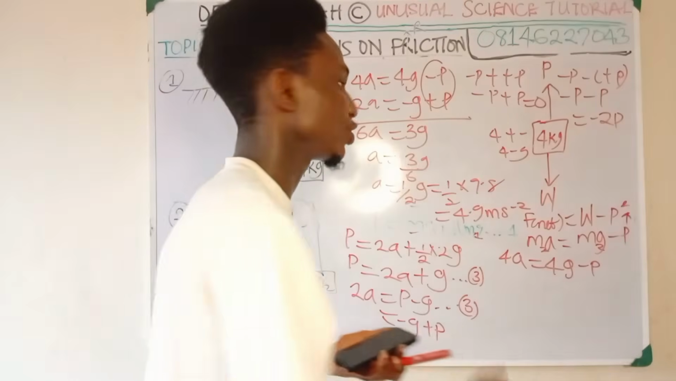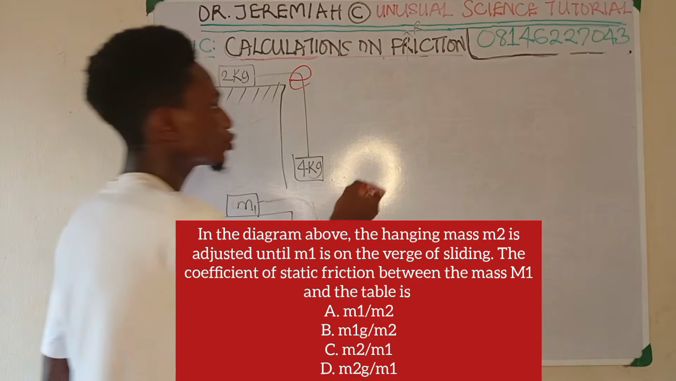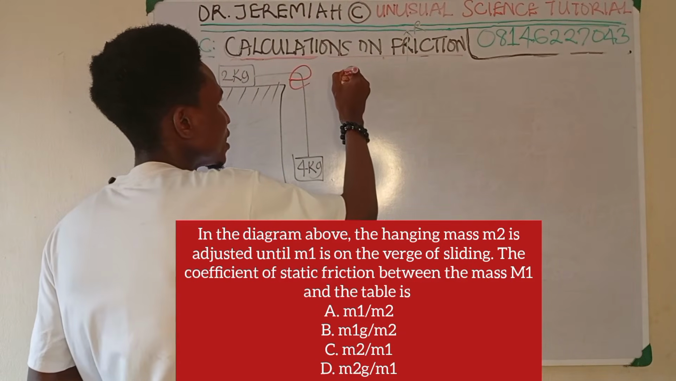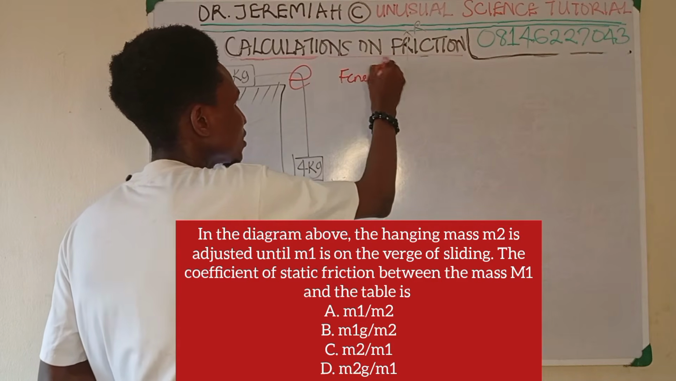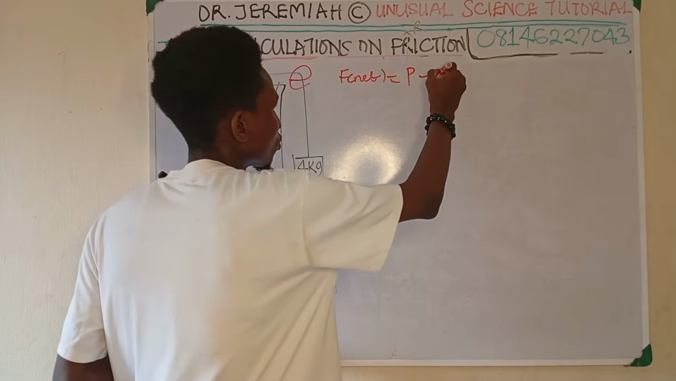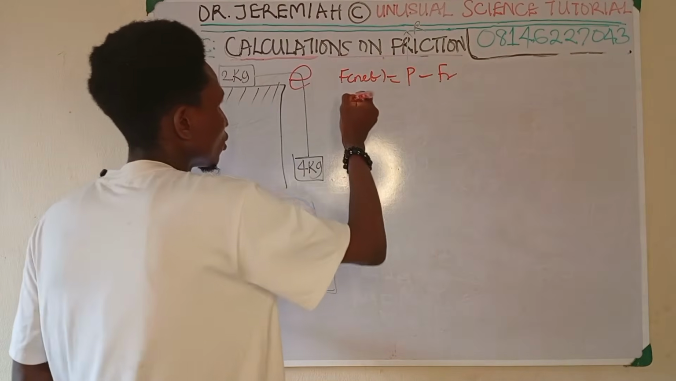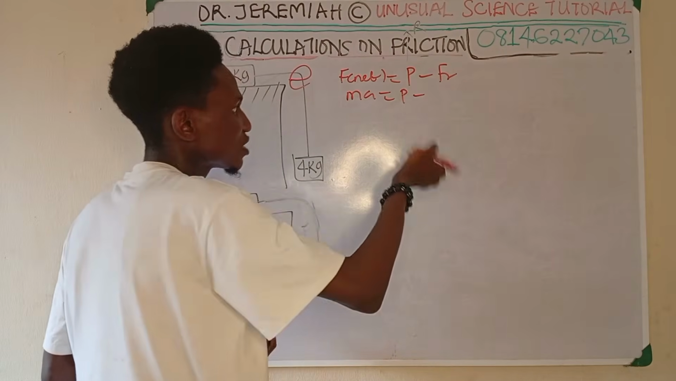So let's quickly run the second one. Since we have gotten the concept of how this works, let's just run it. We already know that net force F net equals pulling force minus frictional force. So we already know that ma equals pulling force minus frictional force. I want to solve it a simpler way now.